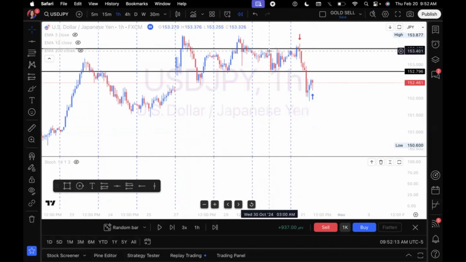Now, that was a really good example. All we did was set our previous day's high, our previous day's low, and see how the market reacted around that area. Now we can see that the market did sell.